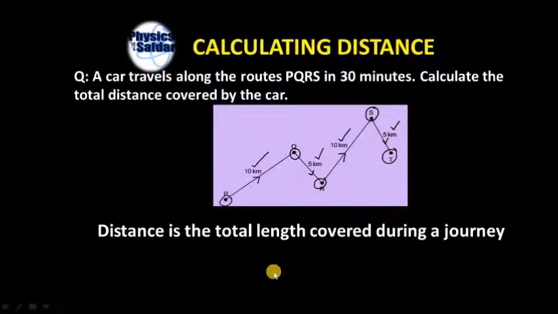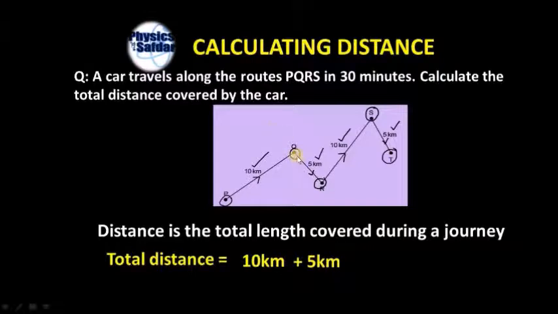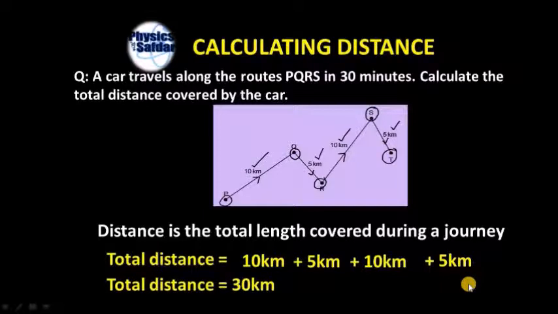Now to calculate the total distance traveled, follow the definition. Distance is the total length covered during a journey. Look at this. Total distance is equal to 10 km, that is from point P to Q. Then 5 km, Q to R. Then 10 km, R to S. And finally 5 km from point S to point T. Now add all the numbers. Then you get 30 km.